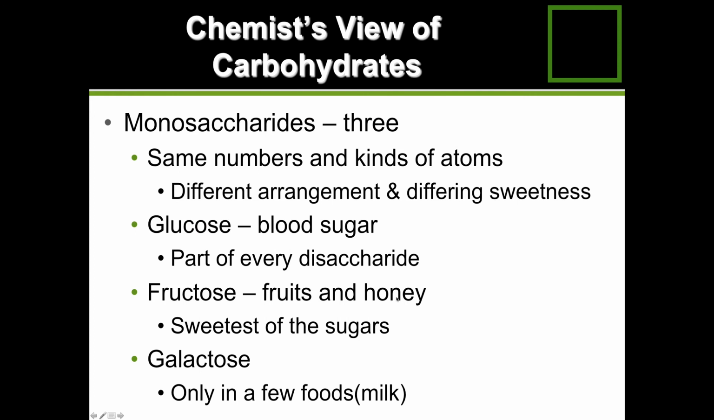All right, so like I said, you have 3 monosaccharides. They have the same numbers and kinds of atoms. They just have a different arrangement and they differ in sweetness. Glucose is your blood sugar, and glucose has to be part of every single disaccharide. So your 3 disaccharides are either glucose plus fructose, glucose plus galactose, or glucose and glucose. Then comes fructose. Think of fruits. It's found in fruits and honeys, and this is the sweetest of the sugars. And then you have galactose that is found in very few foods, such as milk.